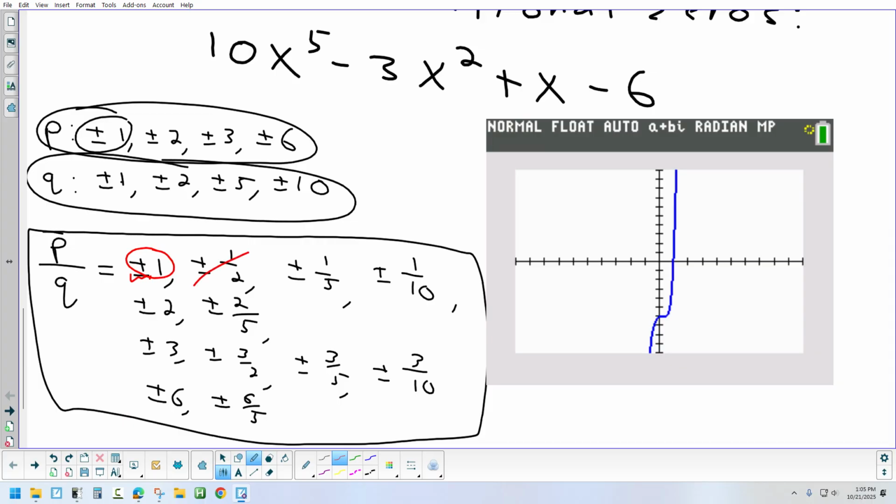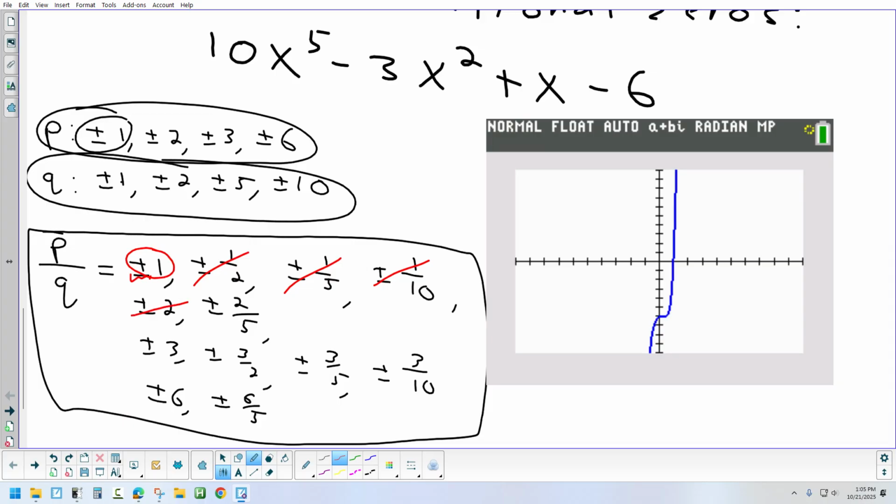No. Positive or -1/5? No. And positive or -1/10? It's 0.1. No. Doesn't look like it's anywhere near those. How about positive or -2? Do either one of those look reasonable?